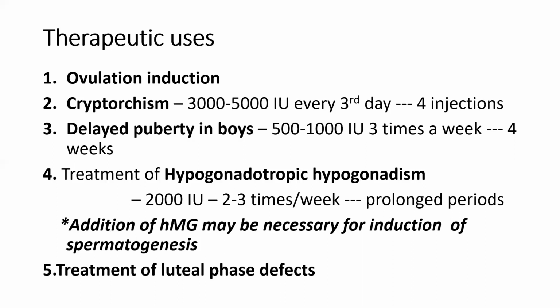Third one is the delayed puberty in boys. For this condition, 500 to 1,000 international units of the HCG is given 3 times a week for 4 weeks.